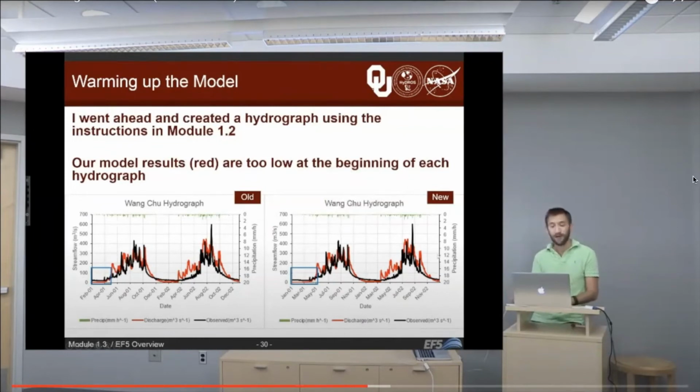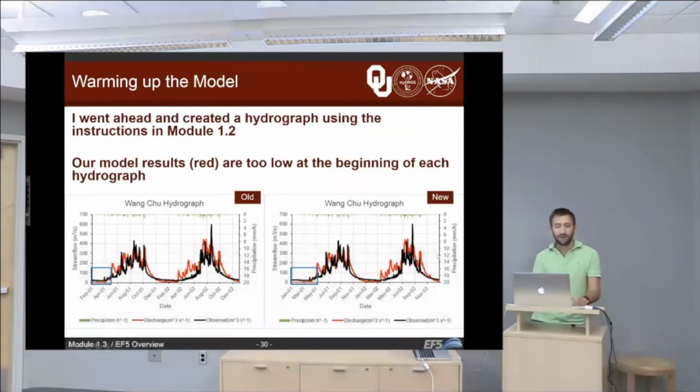left, or on the lower right, excuse me. The old one from the last module is on the lower left.